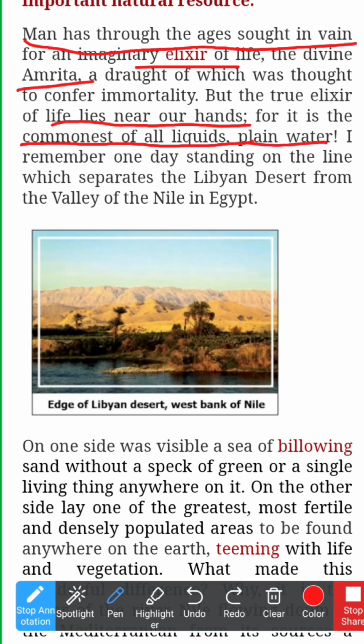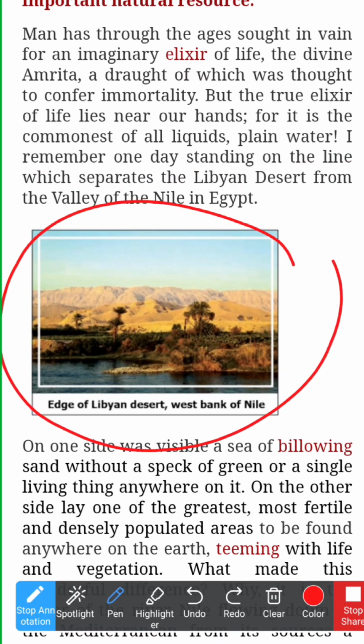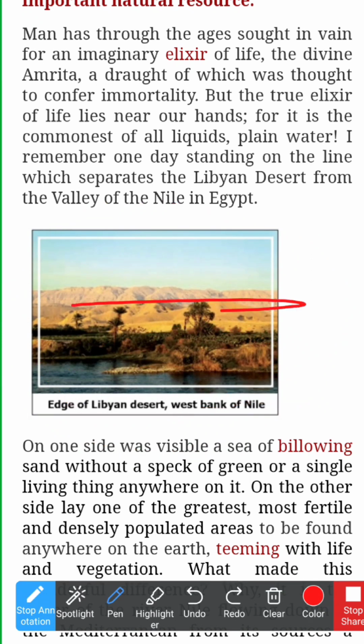It is the commonest as well as the most unique liquid, क्योंकि ऐसी properties और कहीं नहीं मिलती. Then यहाँ पे एक reference दिया writer ने. He says that I remember one day standing on the line which separates the Libyan desert from the valley of the Nile in Egypt. So this picture is going to help in understanding कि कैसे वो एरिया जो water sources के पास होता है green होता है, and how just the mere absence of water can convert any fertile land into a desert. तो यहाँ desert की edge और ये water है जहाँ पे वहाँ greenery.